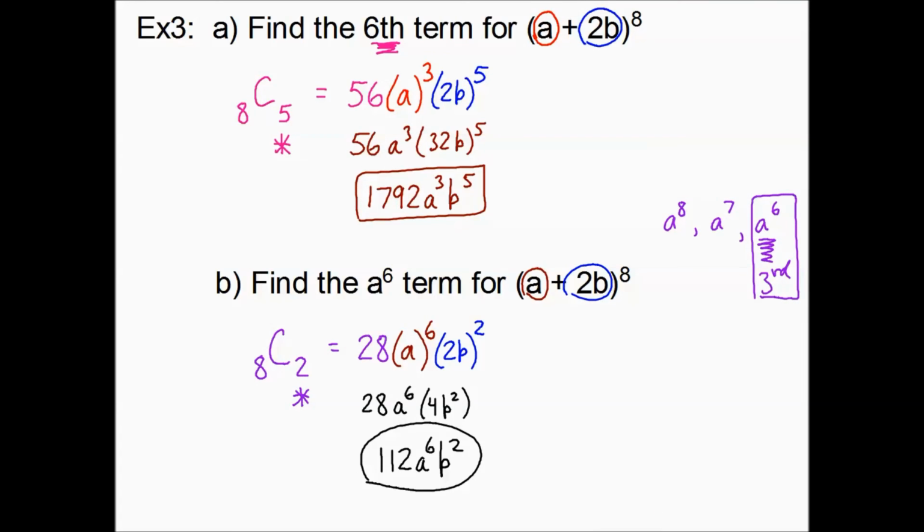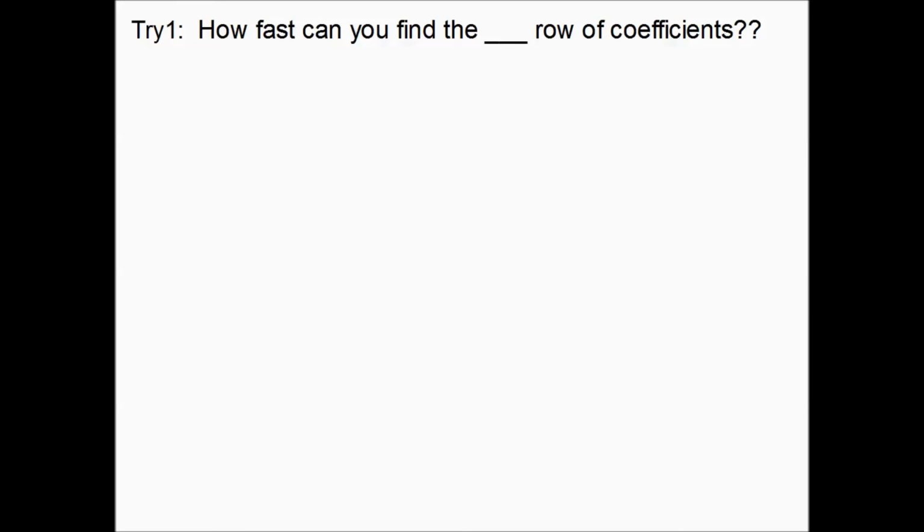So I'd like to end this tutorial with one last challenge question. I'll call it try 1. I'm going to ask you to find a certain row of coefficients. I'll tell you that in a minute so that we all have the same amount of time. And I'd like you to time yourself to see how fast it takes you to find that entire row of coefficients in the correct order.